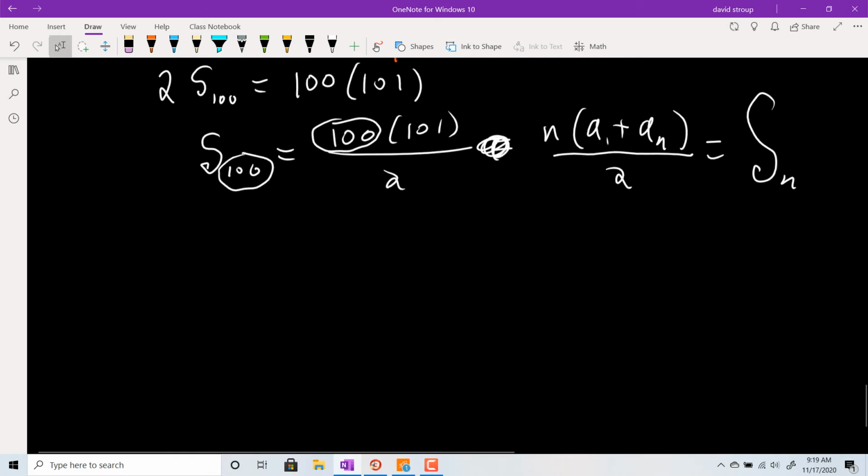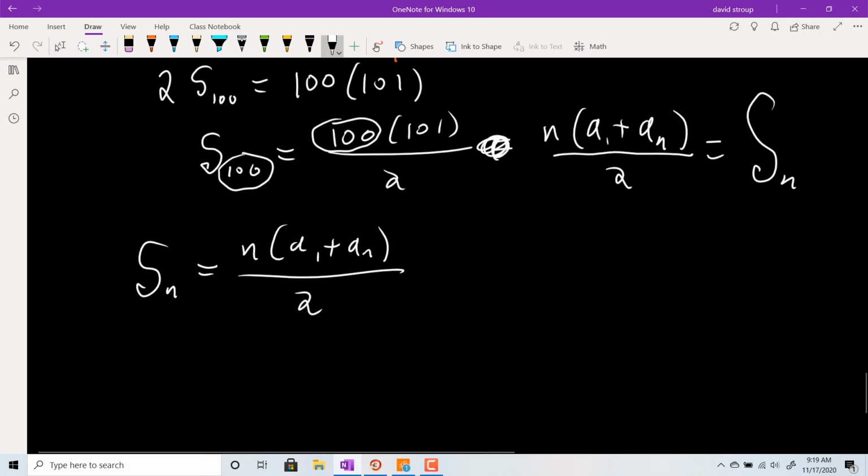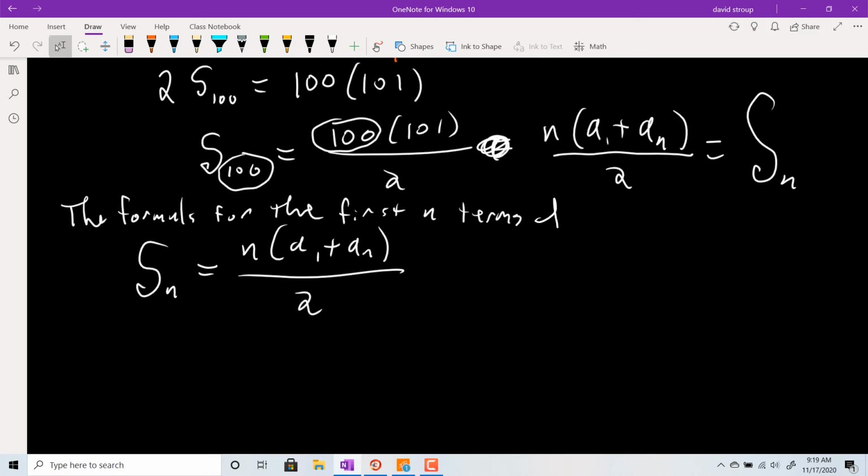And I haven't really proved it or anything, but hopefully it gives you a sense that you're willing to believe it. I hope that's what you gained from this. I think that's reasonable, and let's just leave it at that. So that's our formula for the first n terms of an arithmetic sequence.